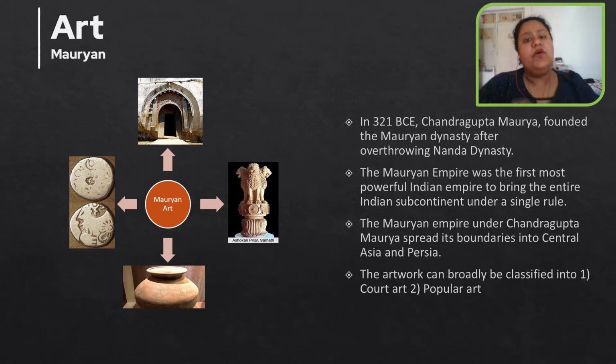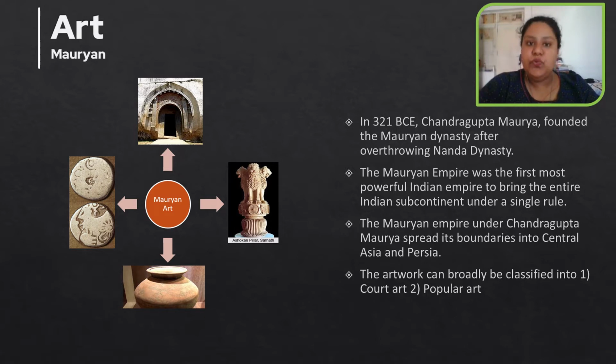With the coming of the historic period from the 6th century BCE, or the early historic period, we see the coming of Mauryan art. Now, the Mauryan art and the post-Mauryan art have already been discussed in the introduction lecture, but this is a small recap of the Mauryan art.